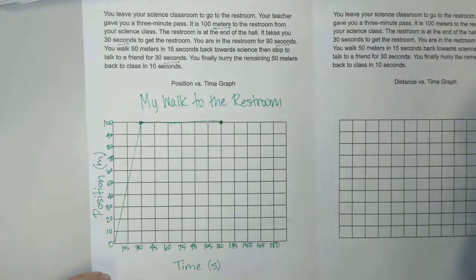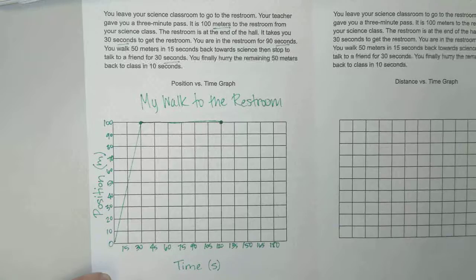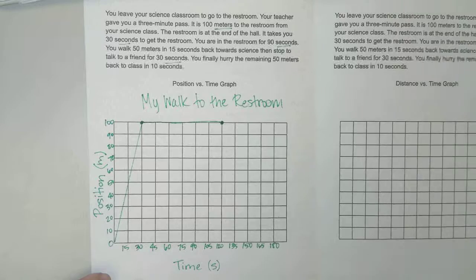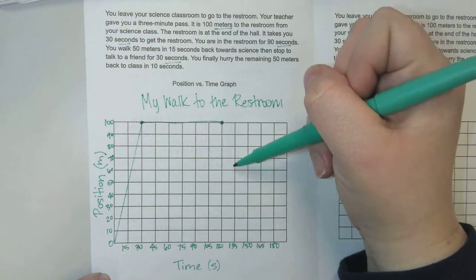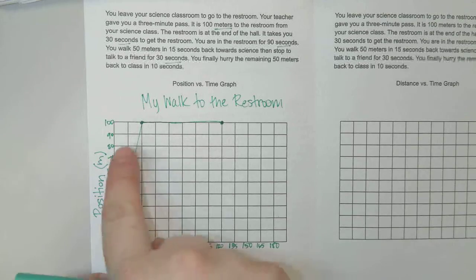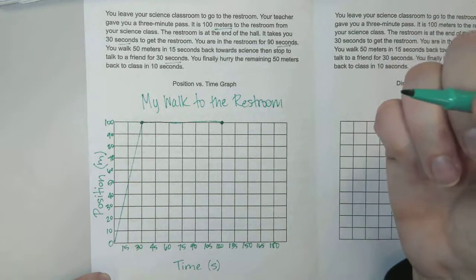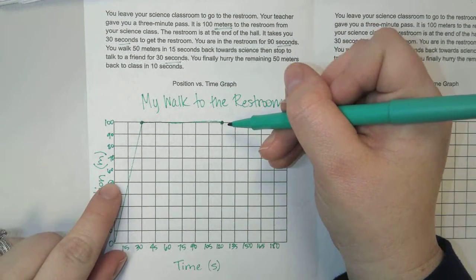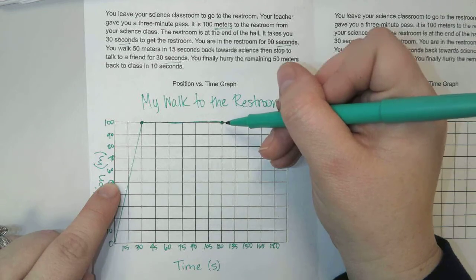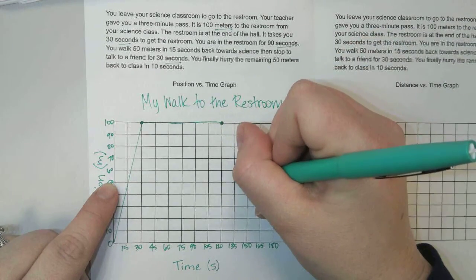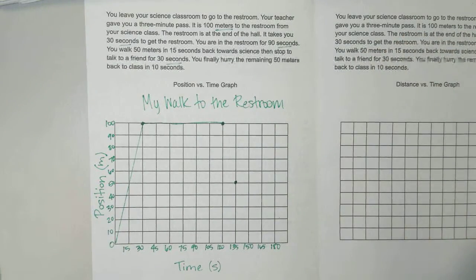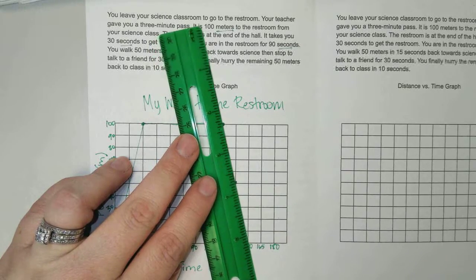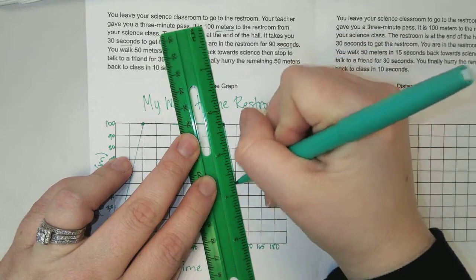Then it says we walk 50 meters in 15 seconds back towards science class. Because this is a position time graph and we're showing where we are compared to science class, we've got to come back down because science class is down here at 0 and the bathroom is up here at 100. So if we want to come down from 100, go backwards 50, 100 minus 50 is 50, and it takes us 15 seconds. We're at 120, that takes us to 135. Again, we want to use a ruler to draw a straight line to connect those 2 points.